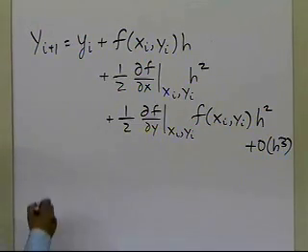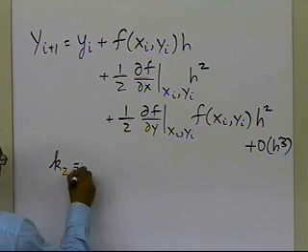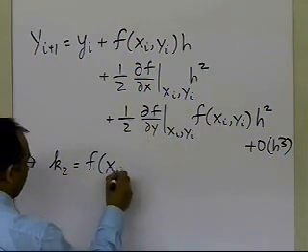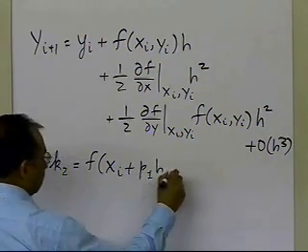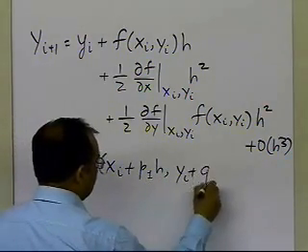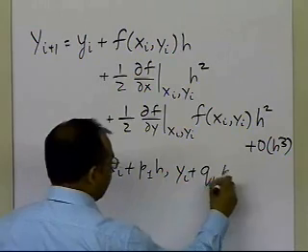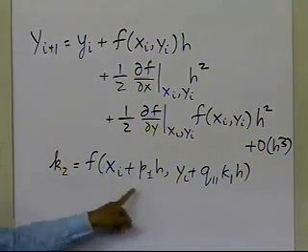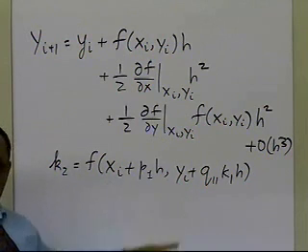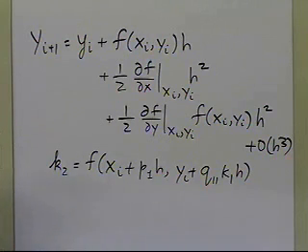Now, the other part which I need to look at is that I define my K2 as the value of the function x of i plus p1 times h, y of i plus q11 times k1 times h. And what I'm going to do is expand this as a Taylor series. Now, this is a Taylor series in terms of two variables.